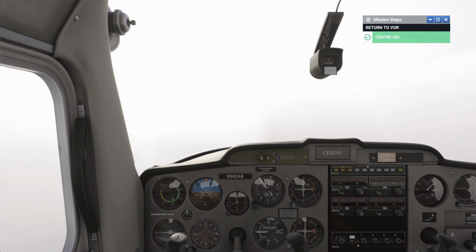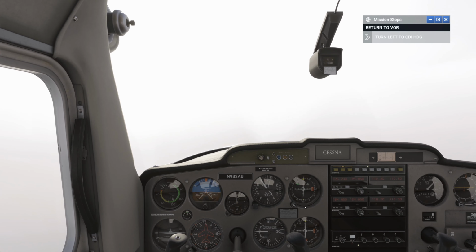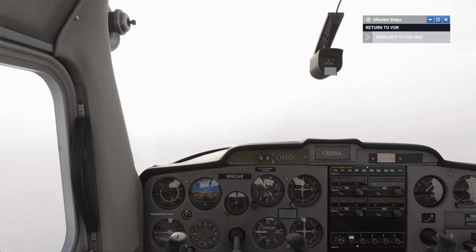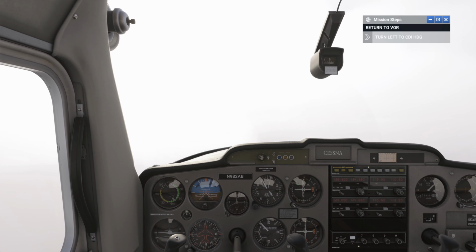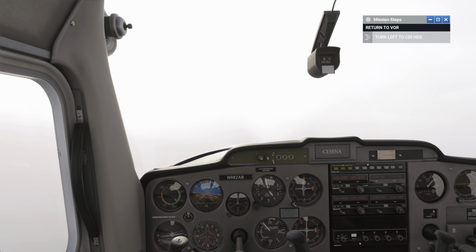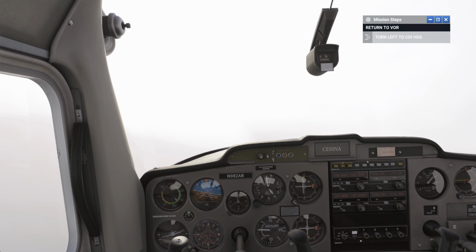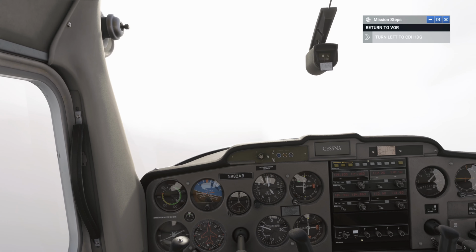We now see at the top of the OBS dial our course to the VOR. At the bottom we see our current radial. Turn left to the inbound course shown at the top of the OBS, taking us back to the Jersey VOR. Turning 020, correction 030.